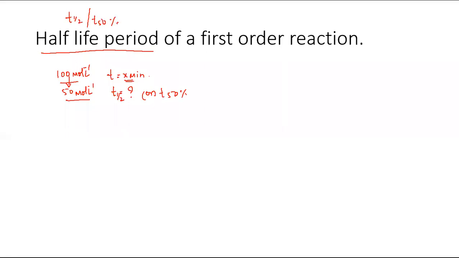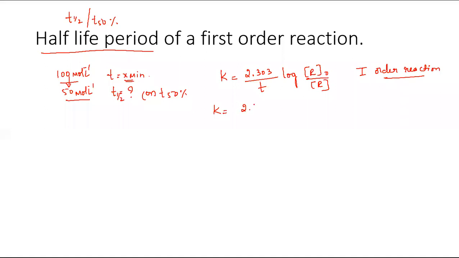Okay. So now let us calculate that for a first order reaction. What is the integrated rate equation for a first order reaction? Just now we derived k is equal to 2.303 divided by t, log r naught divided by r. So this is the integrated rate equation for a first order reaction, right? So now let us derive the half-life of it. k as it is, 2.303 divided by t.